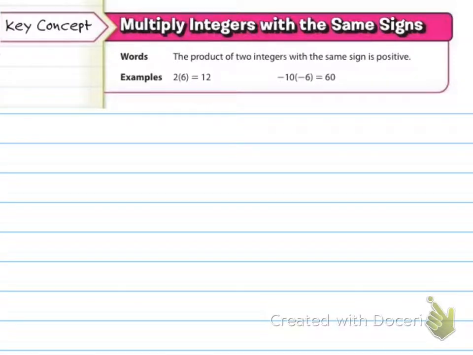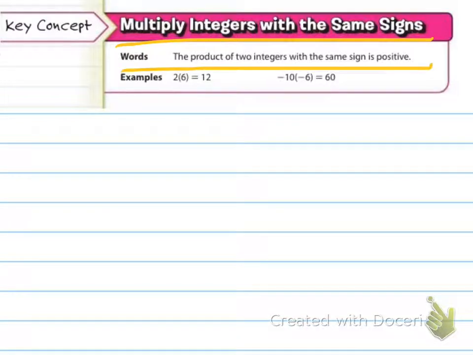Now, multiplying integers with the same signs, I want you to write that down. The product of two integers with the same sign is positive. So we've always learned that a positive times a positive is a positive. We've learned that all along. But now what we're adding in is that a negative times a negative actually makes a positive. So two wrongs make a right in this case.